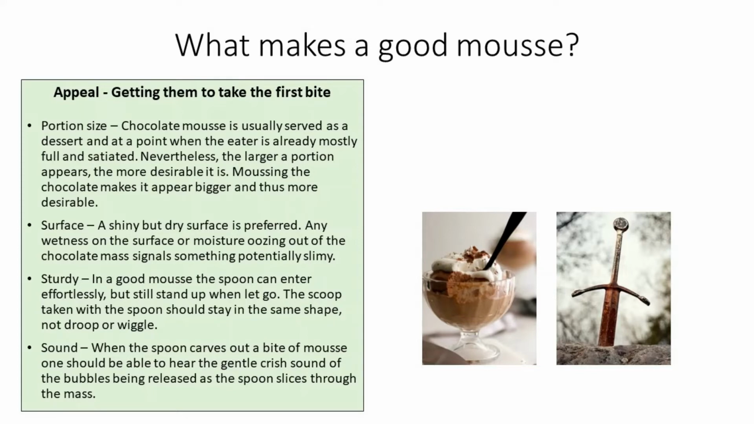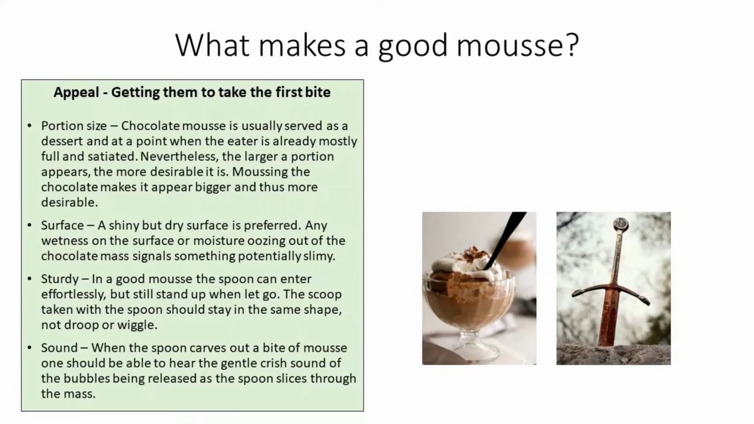Apart from decorating and garnishing, the chocolate mousse itself needs to have some specific traits. It has to look cohesive. It cannot be leaking any fluids or oozing anything out of it. Just like the legendary sword Excalibur, a spoon should be able to enter the chocolate mousse effortlessly, but yet still stand up erect, waiting for its regal extraction.